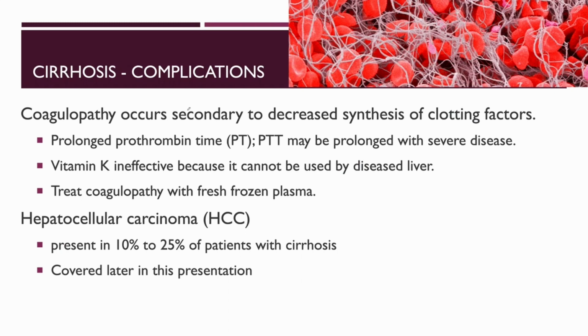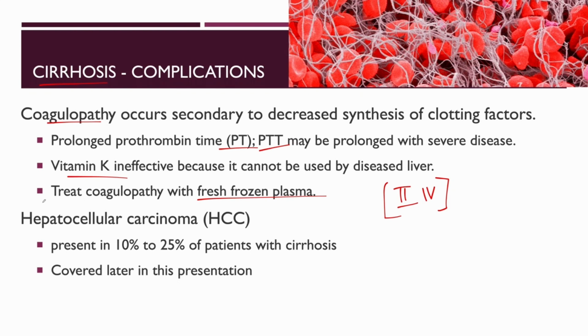Last but not least, on the complications, I know we talk mostly about complications when we talk about cirrhosis because it literally affects almost every part of the body, right? Coagulopathies are common in cirrhosis. That's because the liver is responsible for synthesizing clotting factors. And so we tend to see prolonged PT and possibly even PTT with severe disease. There's also vitamin K, which is ineffective because it can't be used. So that also contributes to the coagulopathy. And we tend to treat these with FFP, fresh frozen plasma.